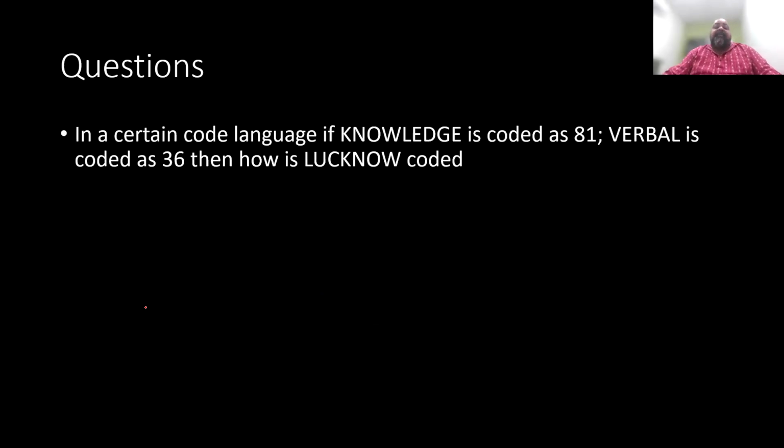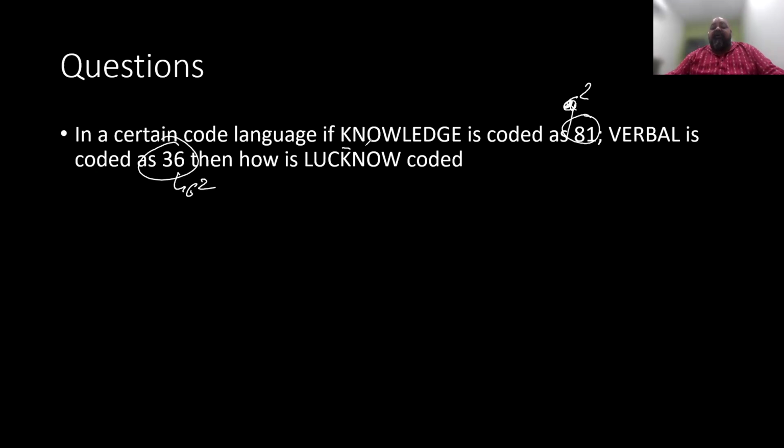Okay, look at this question. In a certain language, knowledge is coded as 81. Verbal is 36. How is Lucknow coded? Again, look at the numbers here. 81, 36. These are special numbers because they are squares, right? 81 is the square of 9. 36 is the square of 6. So that should be my starting point.